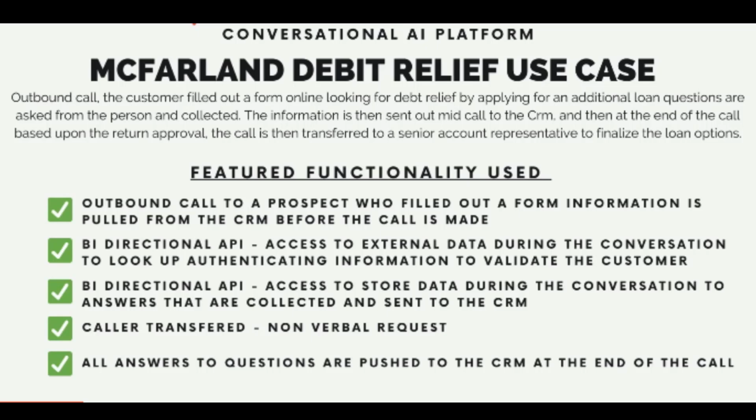There's a bidirectional API, access to external information during the phone call to look up, to authenticate the person with validation information. It's just enough at the beginning so that if something were to happen, that they couldn't be taken advantage of, or someone couldn't come in and fraudulently take over someone's information on the account.